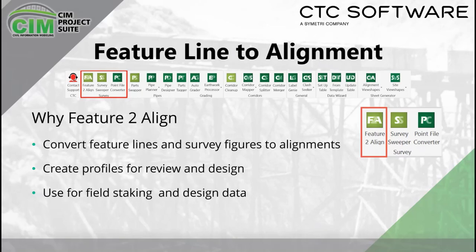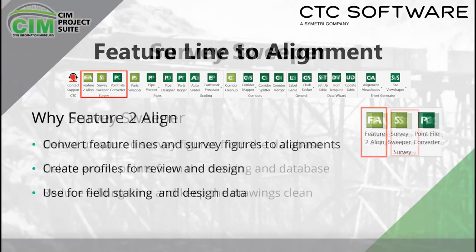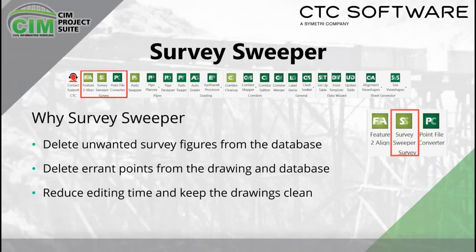Feature Line to Align will convert those survey lines and figures to alignments. We can then create profiles using a native window for doing that, which will help us to create staking files and design files. Survey Sweeper will delete those unwanted figures from the database, also those errant points that came in with the point file, where there was a CSV or whatever. This will help you to reduce all of your editing time. Get those things out the door and into design much quicker.